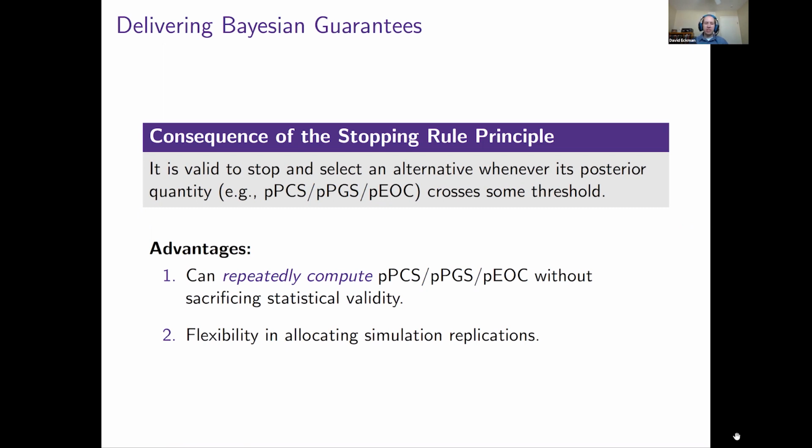The advantages of this really can't be understated because we're allowed to just repeatedly compute these quantities without sacrificing any statistical validity. And that tends not to be the case in a frequentist setup when you think of, say, p-hacking, the approach of repeatedly computing a p-value and terminating, or taking data and terminating once it crosses some threshold. That's not a statistically valid approach. But here we can get away with doing just that in the Bayesian framework.